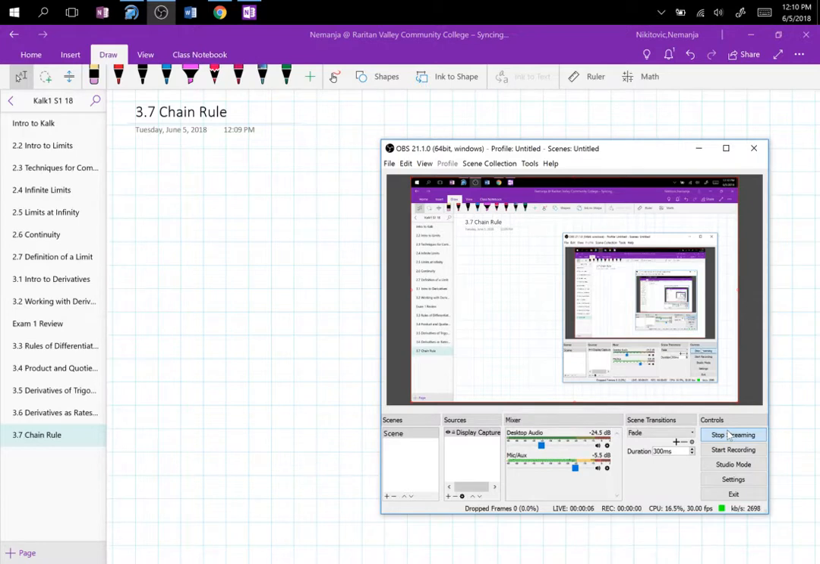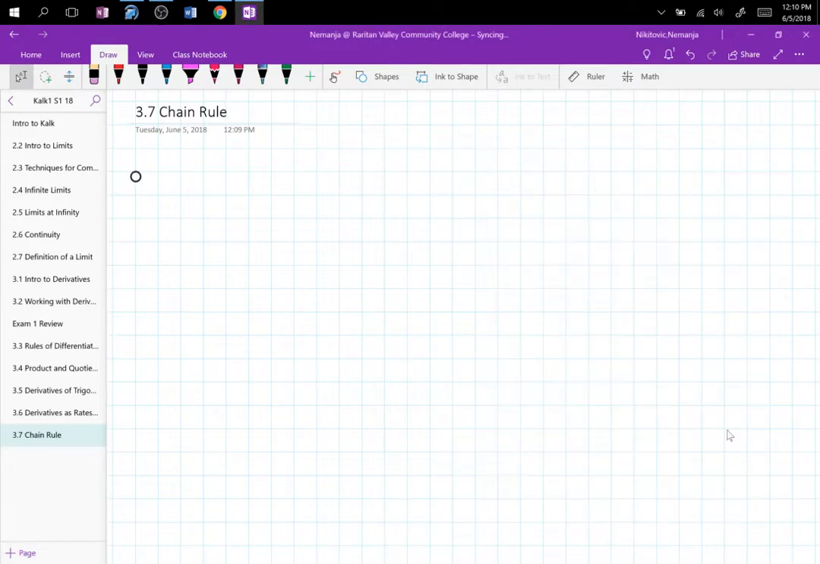Hello and welcome back to Calculus 1, section 3.7, the chain rule. As I mentioned before, chain rule is going to be one of the most used derivative taking techniques, and it will also give rise to one of the most important and most frequently used integration techniques, which we are going to study eventually in chapter 5.